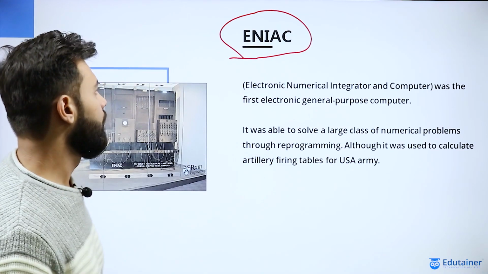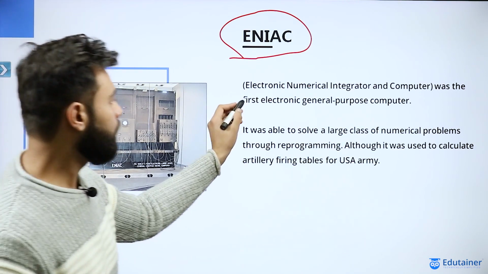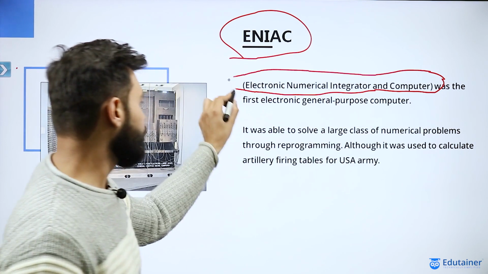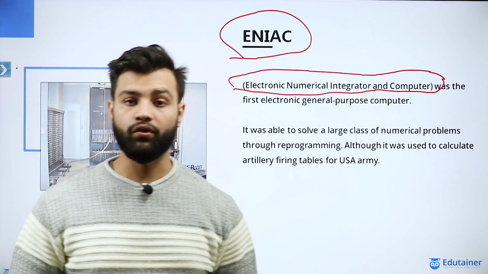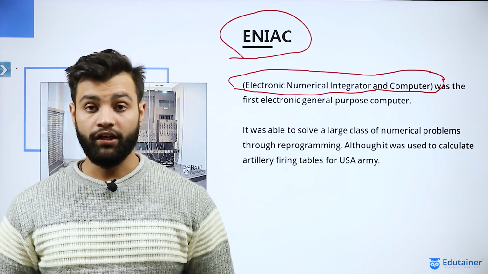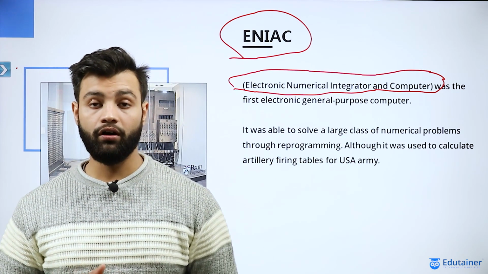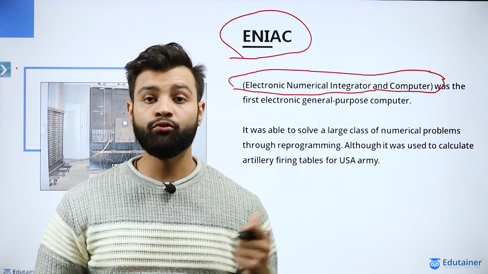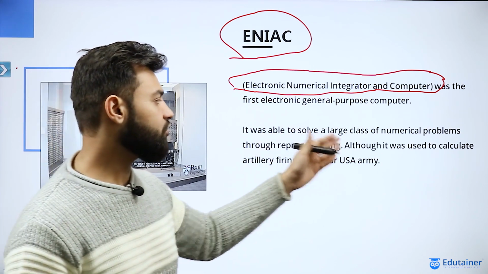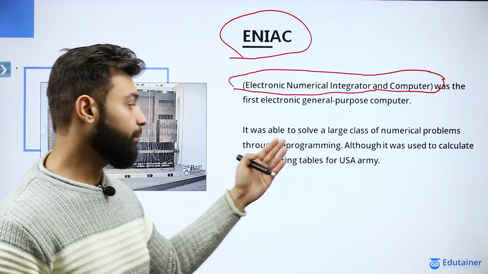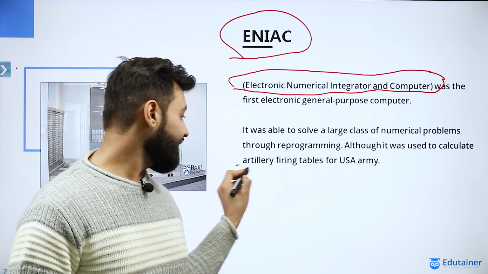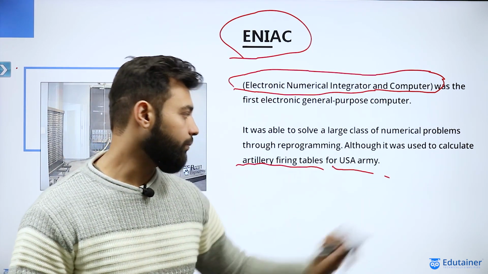Next is the ENIAC, the Electronic Numerical Integrator and Computer, which was the first general purpose computer. We came to know about the previous one, the Mark I. It was the first programmable digital computer, but this was the first general purpose computer. It was able to solve a large number of numerical problems through reprogramming, and it was also used to calculate artillery firing tables for the US Army.